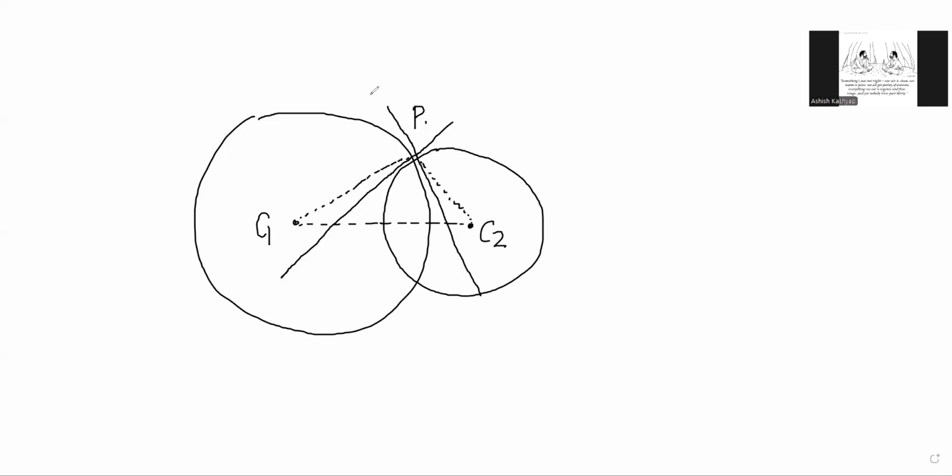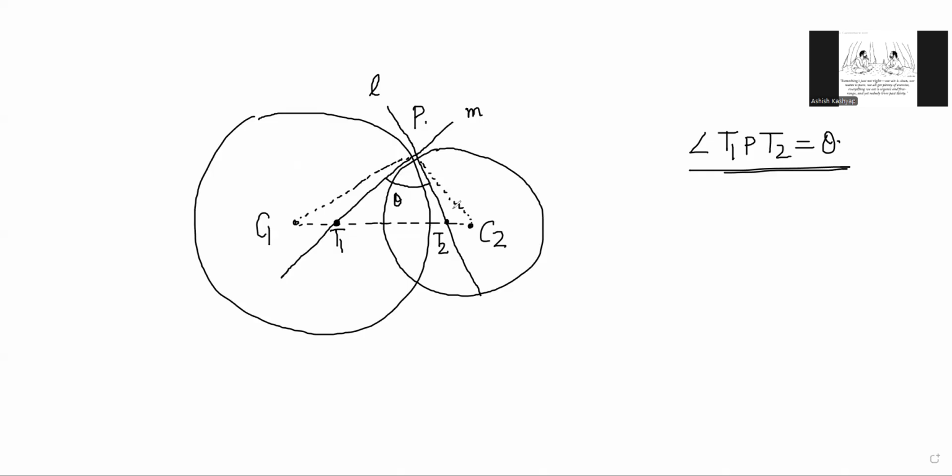I need the angle between line L and line M, right? So I want to find that angle, and let's call that angle theta. So that is basically, if you mark this point as T1 and this point as T2, I need angle T1 P T2 is equal to theta, right? Okay. Now think about it.